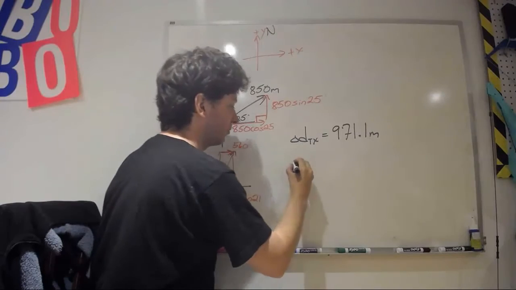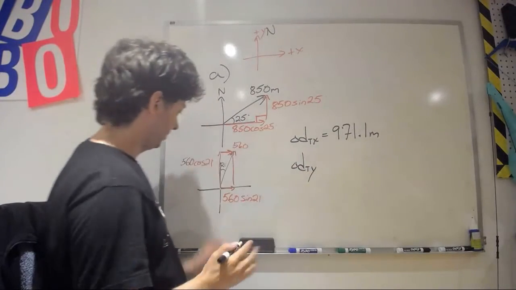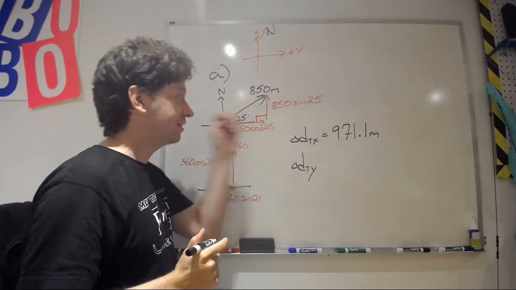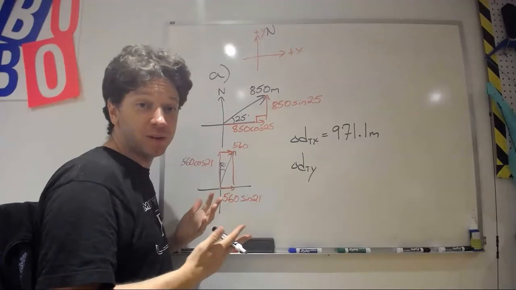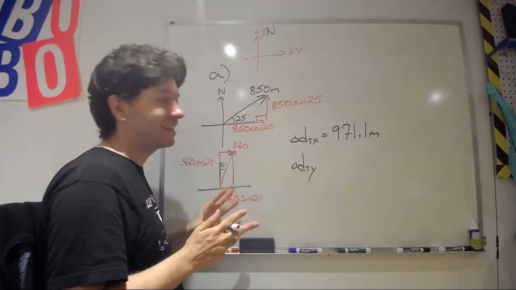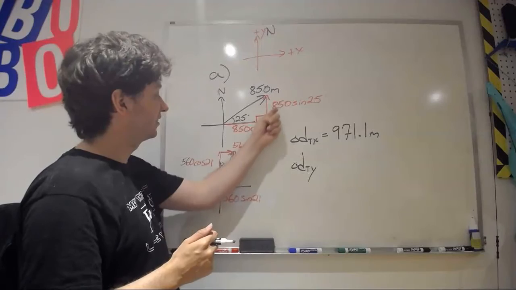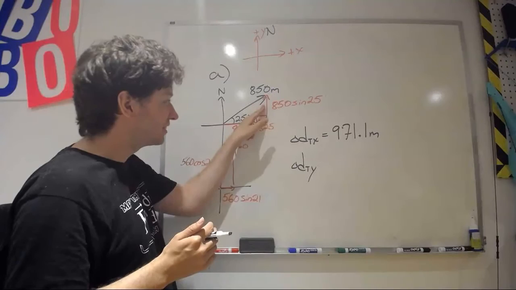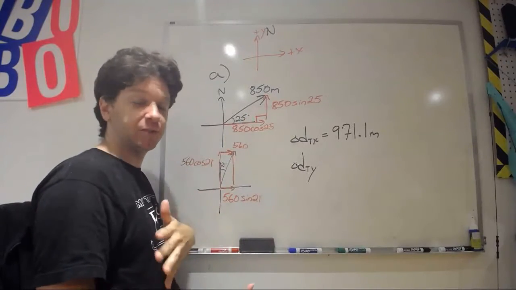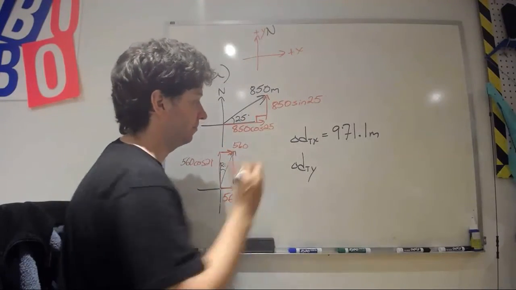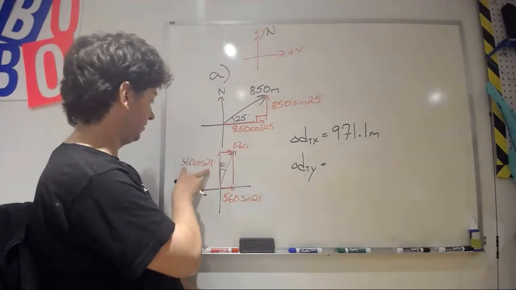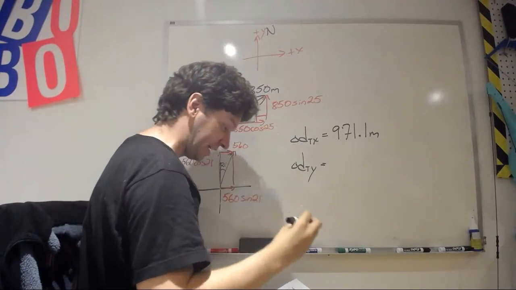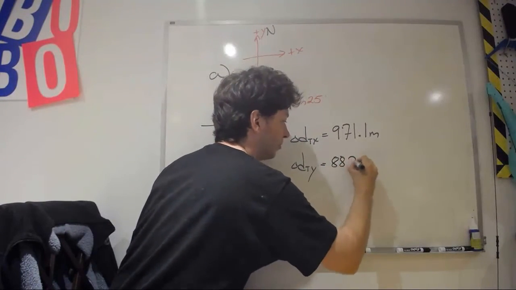Then you do the total in y. So you have this one, 560 cos 21, plus this one, 850 sine 25. You do have to remember that they do have a direction though. In this case, it's kind of easy because all of our vectors are in the positive directions that we've chosen. However, if this was down instead of up, we would have to subtract it. But in this case, we're adding 560 cos 21 plus 850 sine 25. When you do that, you get 882.0.